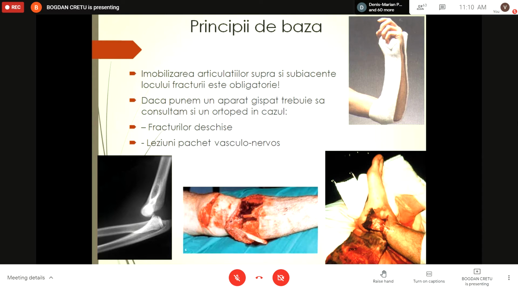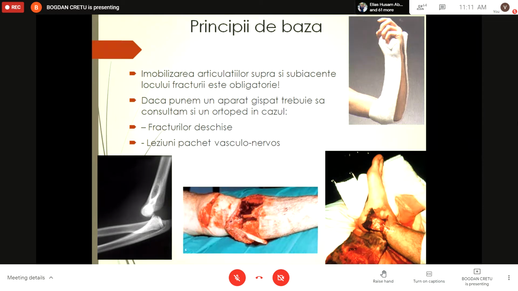Basic principles for immobilization. We always have to immobilize the joint above and below the lesion. In the lower images are some lesions that we immobilize just till the patient goes to the OR.